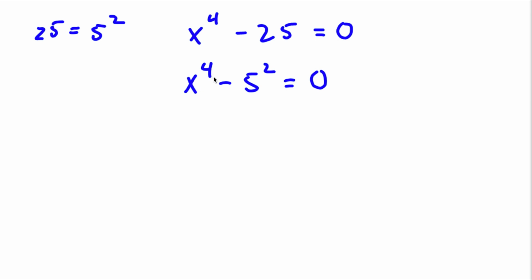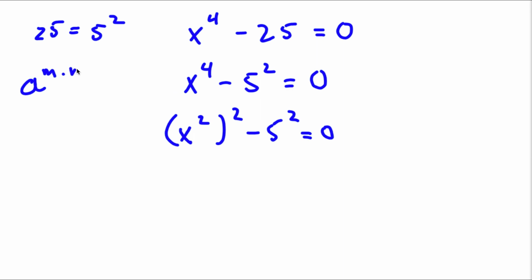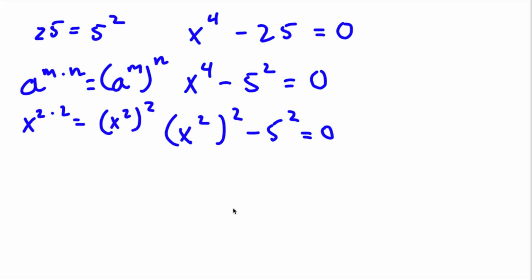Now x to the power 4, this is the same thing as x to the power of 2 to the power of 2. And this is true because if I have something in the form a to the power of m times n, this is equal to a to the power of m to the power of n. And in this case, x to the power of 4 is equal to x to the power of 2 times 2. So this would equal x to the power of 2 to the power of 2.